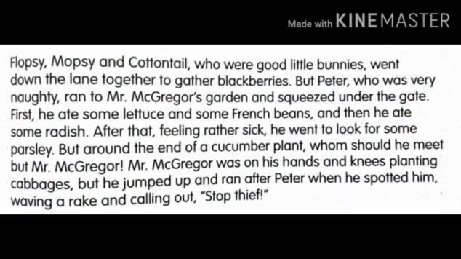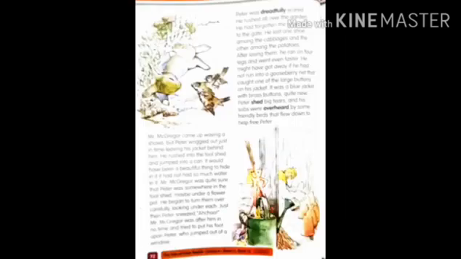Why? Because Peter went into his garden and was eating all the vegetables which Mr. McGregor had planted. So McGregor is a human being and here Peter is a rabbit. McGregor is running behind Peter. Can you see in his hand a rake which is used to dig the field? Now let us move to the next page, page number 72.